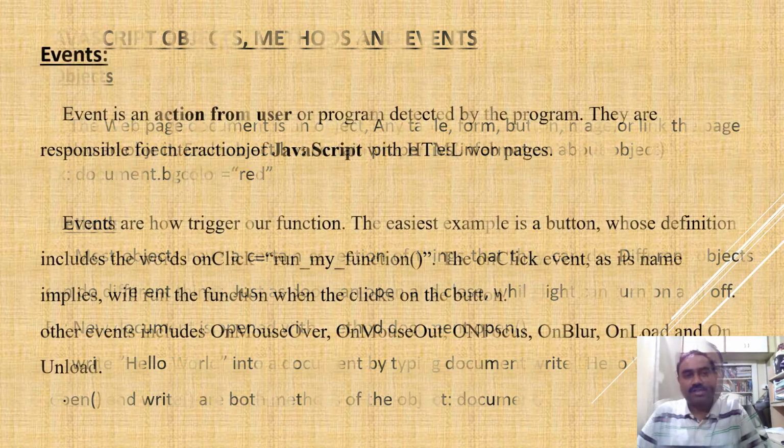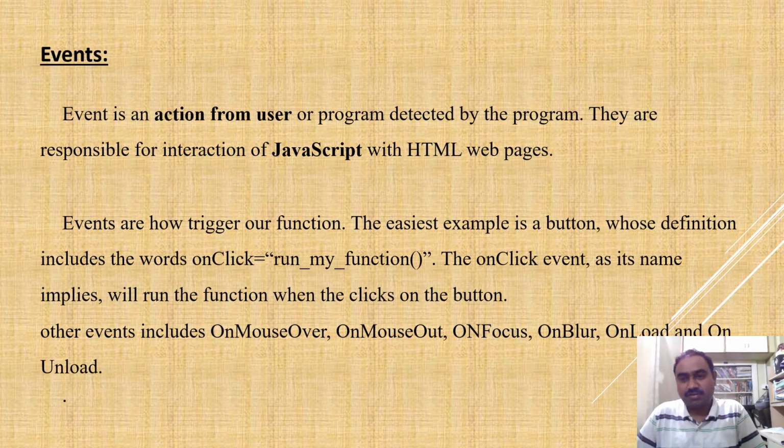And more, events. We already know about event concepts in Visual Basic. Visual Basic is an event-driven programming concept. An event is an action from the user or program detected by the other program. So they are responsible for the interaction of JavaScript with HTML pages. So events are how we trigger our function.